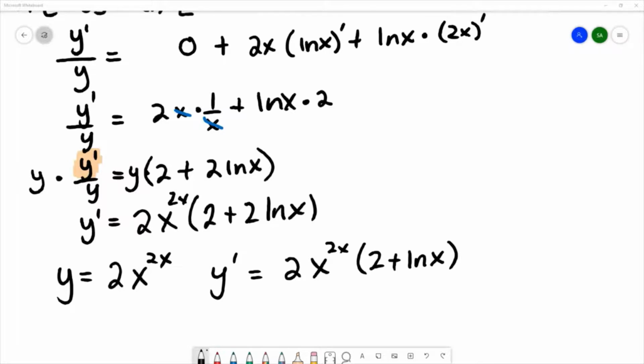I just wanted to make a correction. I left off this 2 here. So we have 2 times x to the 2x multiplied by 2 plus 2 natural log x.